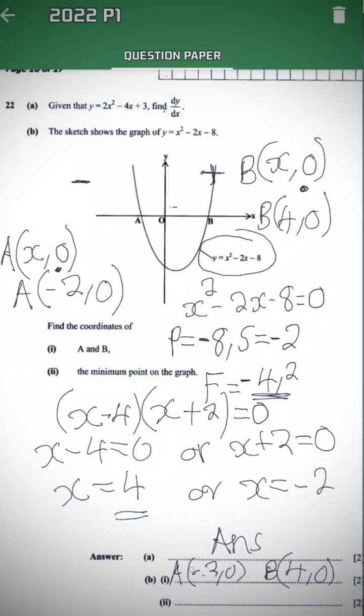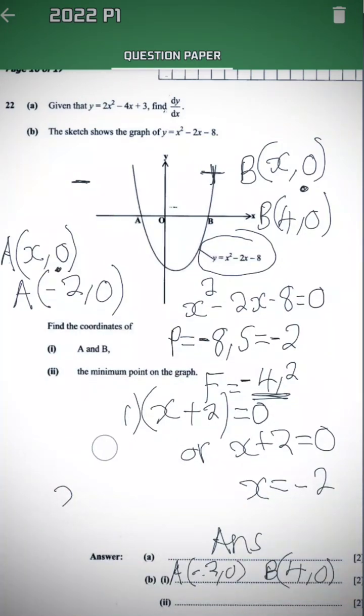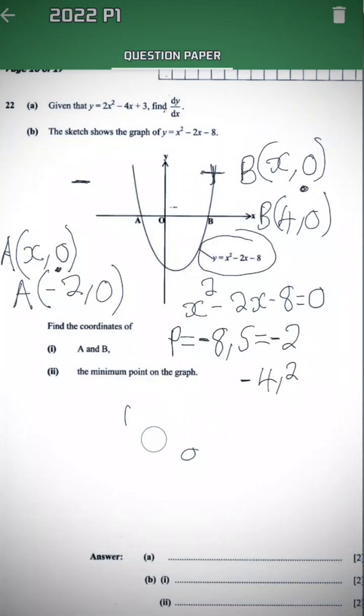So what I need to do now, I move to this question that is asking for the minimum point on the graph. Hope you've seen how I was answering. They are telling us to find the minimum point on the graph. First thing, you find the turning point.